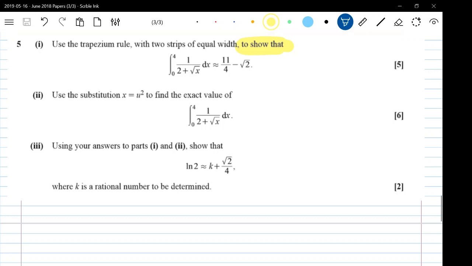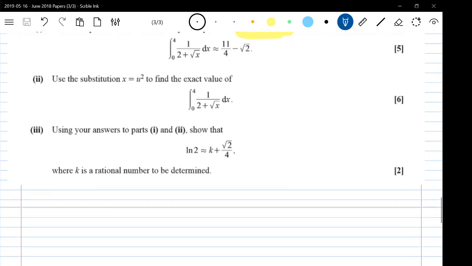One thing I want to get out of the way before we get any further with this: the question has a surd on the bottom. The answer has a surd on the top. So we're probably going to have to rationalise the denominator somewhere. It's a show that question, so we're going to have to show that we've rationalised the denominator. And that's where lots of people came unstuck with this one.